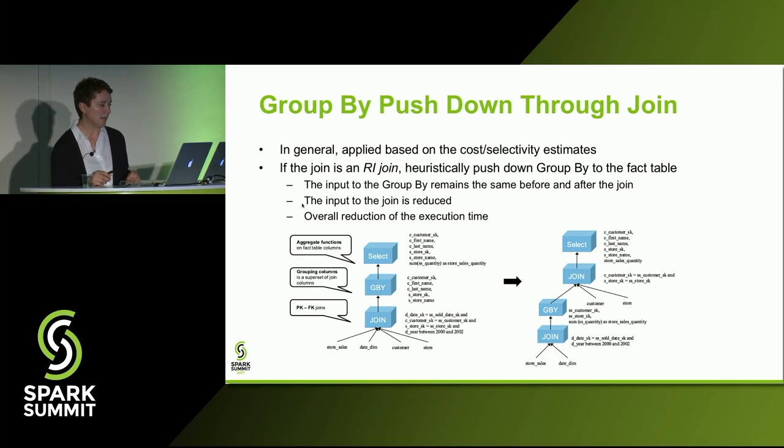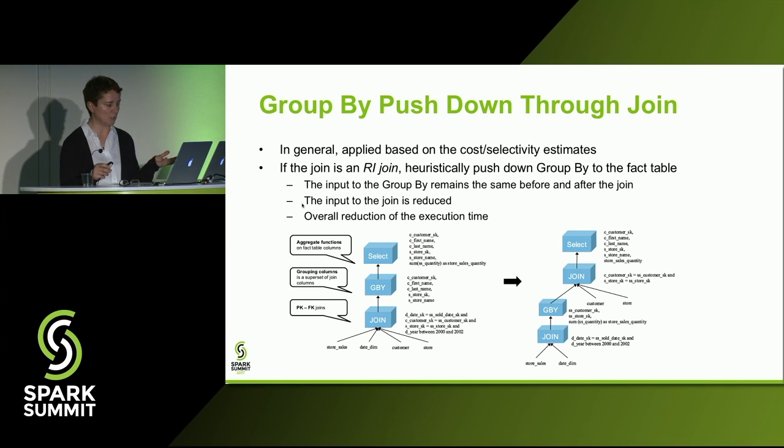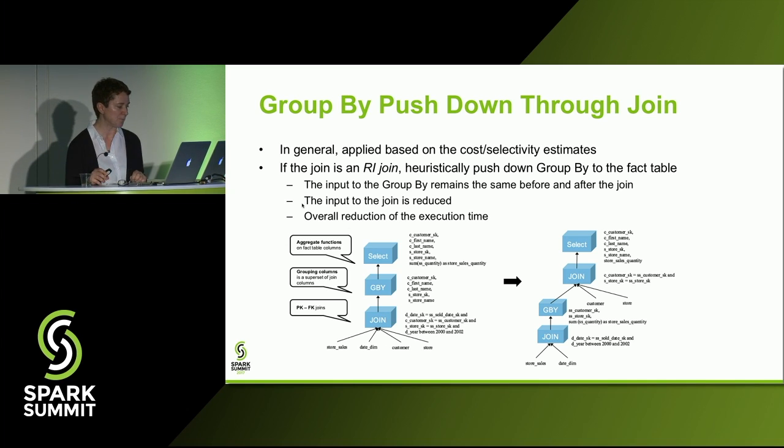However, with RI join, we can heuristically push down the group by to the fact table since the number of input rows to the group by remains about the same before and after the join based on the RI condition, and the number of input rows to the join will be reduced after the transformation, and therefore it will result in an overall reduction of the execution time.